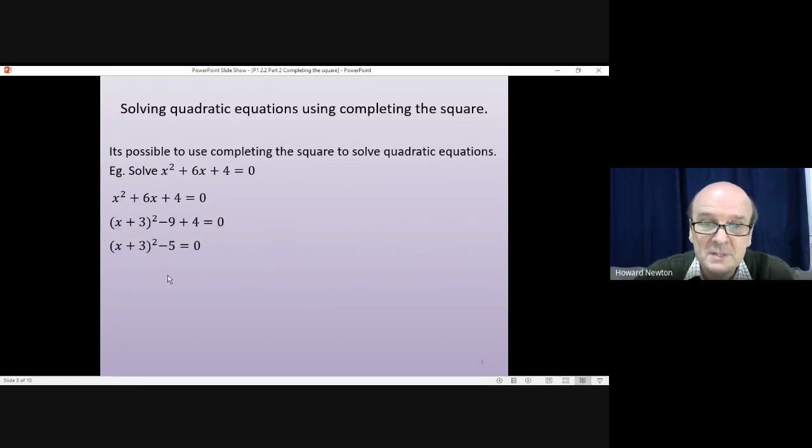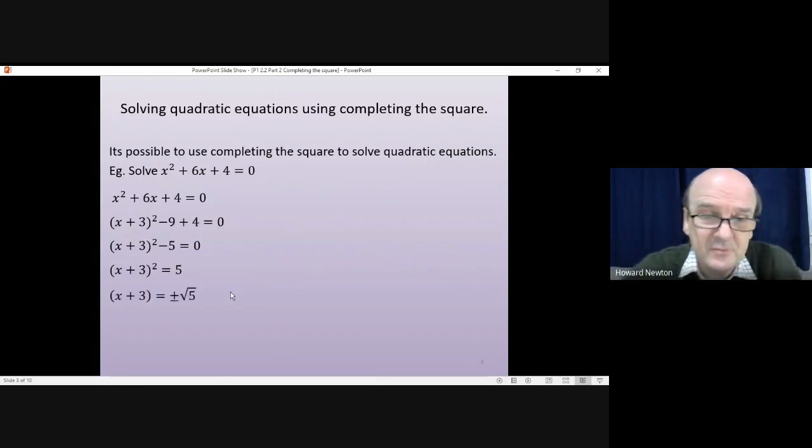Then the 5 swaps sides in the equation. Becomes plus 5 on the other side. And this is the reason for completing the square for this type of question. This is a perfect square on the left-hand side, so I can square root this, and I can also square root the right-hand side. So that's what I do, square root both the left and the right-hand sides.